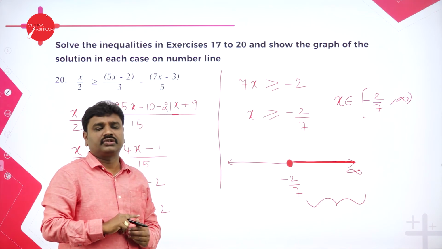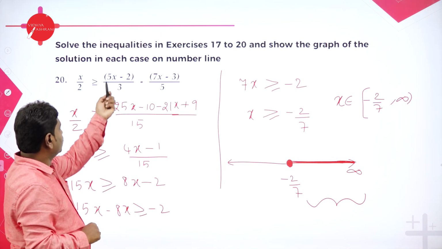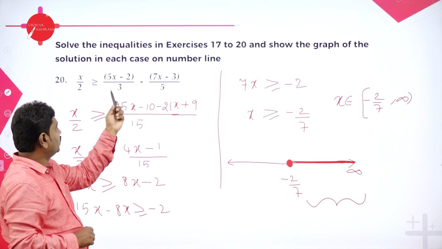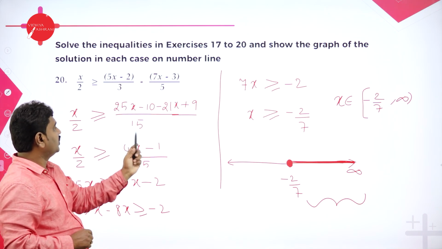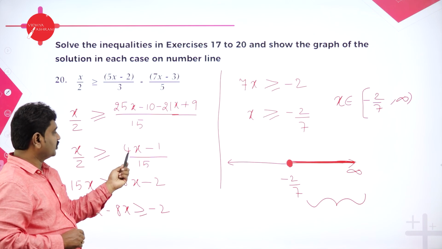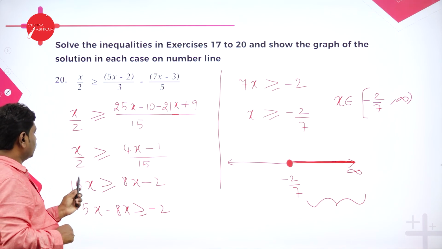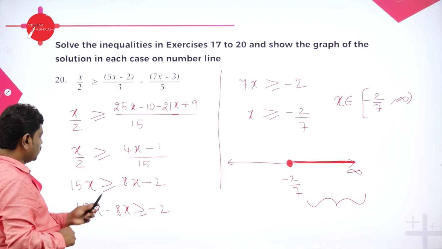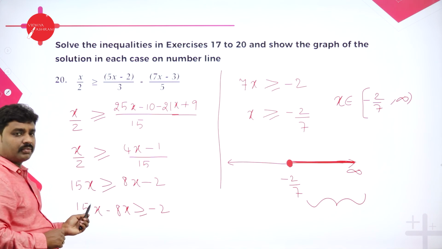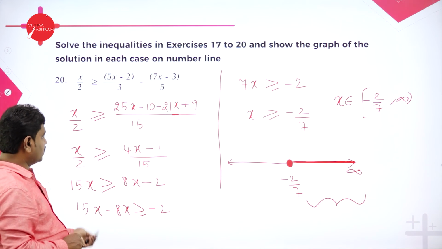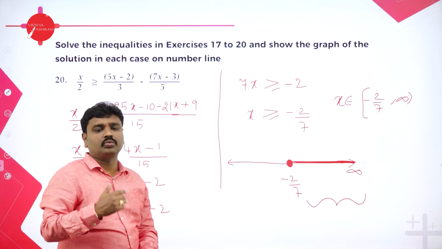I hope all of you understood this. So here we have simplified: 5 5s are 25, 5 2s are 10, 3 7s are 21, 3 3s are 9. 25 minus 21 gives you positive 4, and this will become negative, and transfer this side, 15x minus 8x and minus 2, and 8x you bring this side, 15 minus 8 gives you positive 7, transfer 7 to that side, it will become minus 2 by 7.